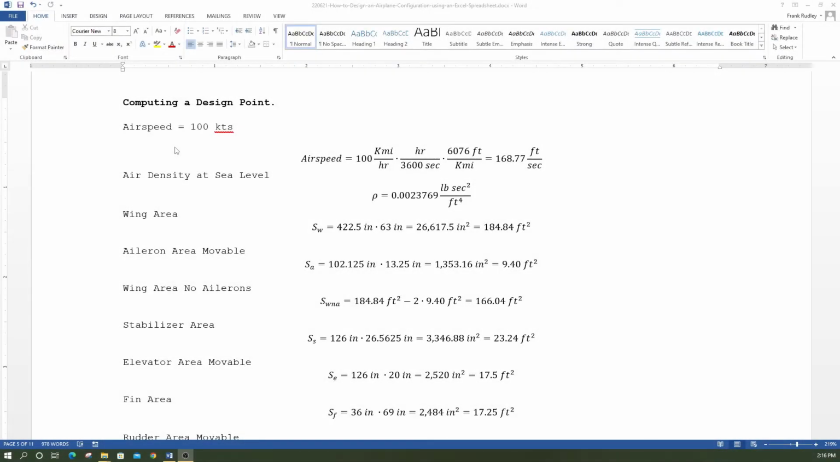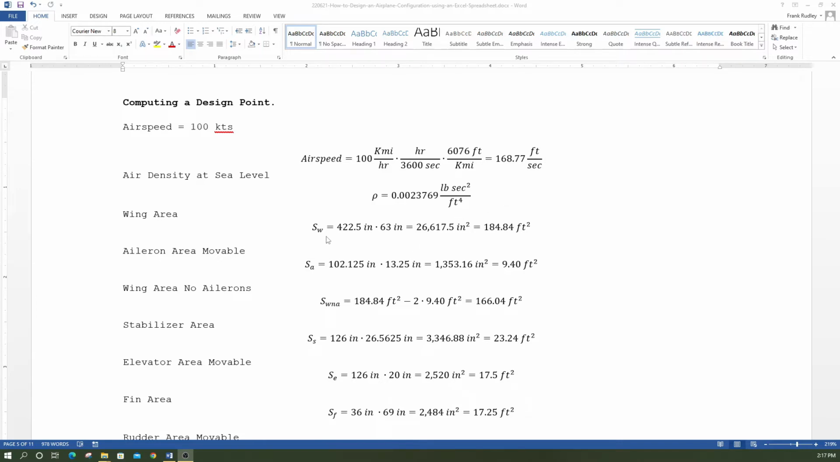So the one thing we want to do is compute a single design point that we could put into our spreadsheet just to verify our calculations. So we're going to assume our airspeed is 100 knots, and we're going to figure out what it is in feet per second. So that's equivalent to 168.77 feet per second. So air density at sea level, we can get that from the standard atmosphere table, and we're going to take a look at that a little bit later in this video. So this is the density at sea level in pounds seconds squared per foot to the 4th power.